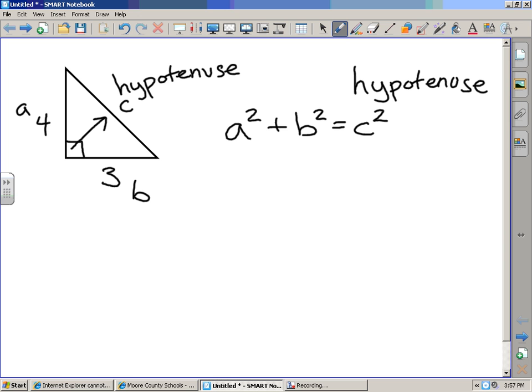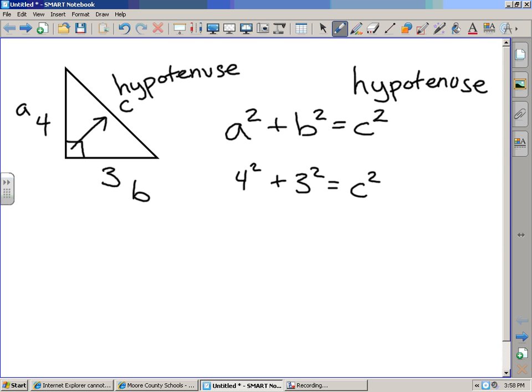So this time we're going to make B equivalent to 3, A equivalent to 4, and we do not know what C is equivalent to. So all I did is I replaced the variable A with the number 4, and I replaced the variable B with the number 3.